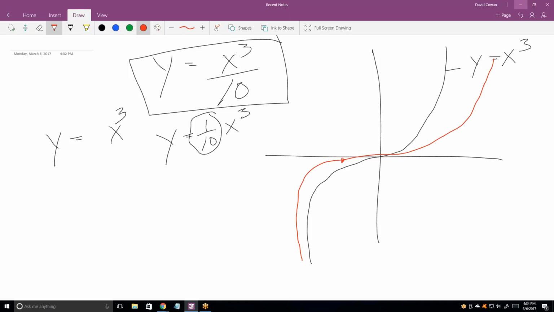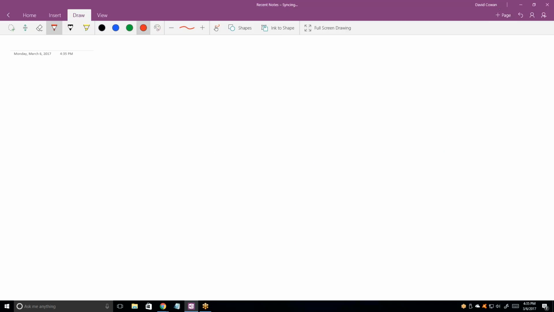I'm trying to make that point right there be 10 times closer to the x-axis than the point on the black curve. Same thing over here. That point right there should be 10 times closer than that point, because it's a vertical shrink by a factor of 10. Stretches mean, if it was 10x cubed, then every point would be 10 times further away. But since it's 1/10, every point is closer, which makes it flatter.